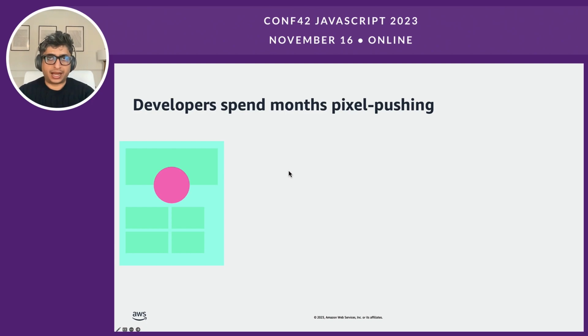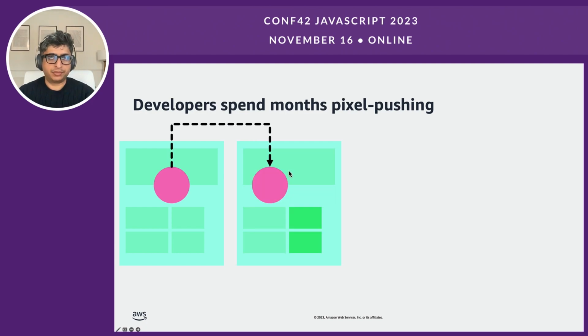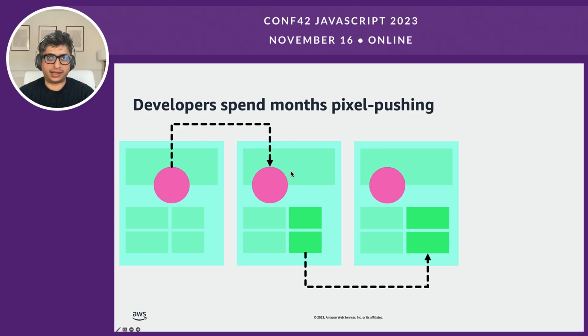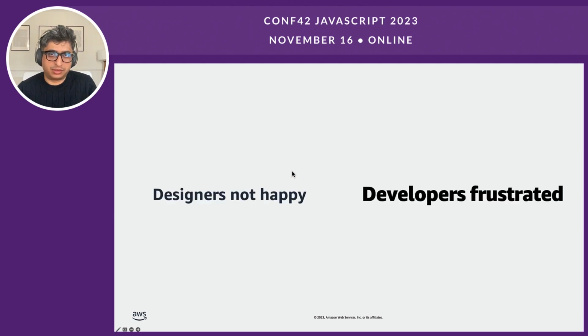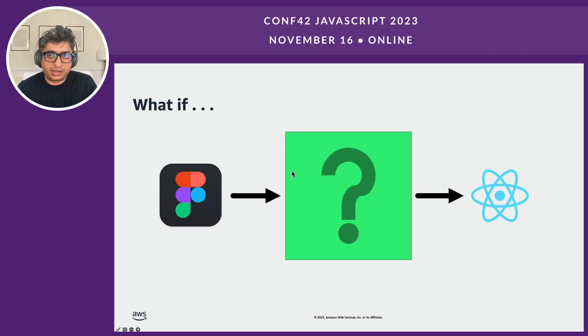And we have deeply analyzed why there's a little bit of friction here. Especially on the front-end developer side, they spend months pixel pushing. For those not familiar, pixel pushing is literally making tiny, minute UI changes just so that it looks pixel perfect in the end. And we have deeply analyzed on the other side that designers are not happy, and about 50% of the designers are not satisfied with the implementation. So designers are not happy and developers are frustrated.